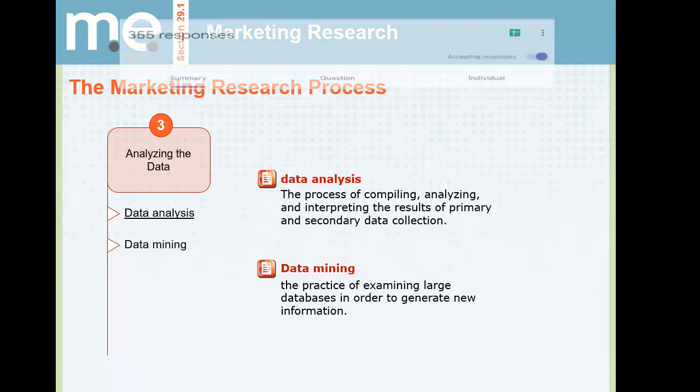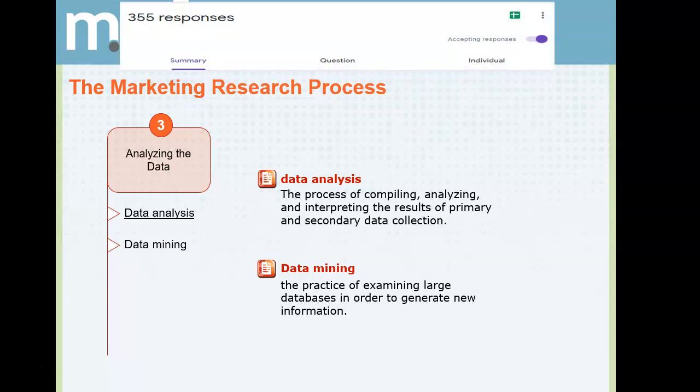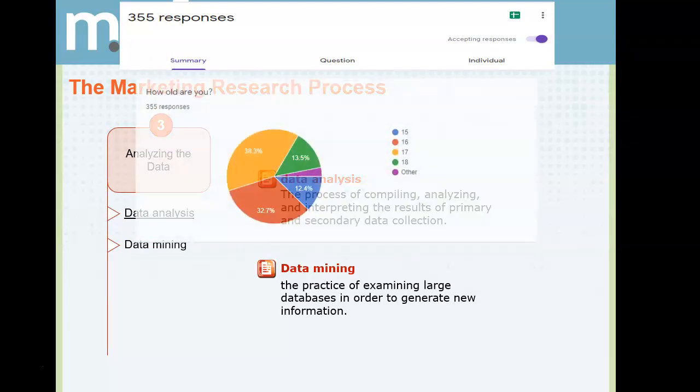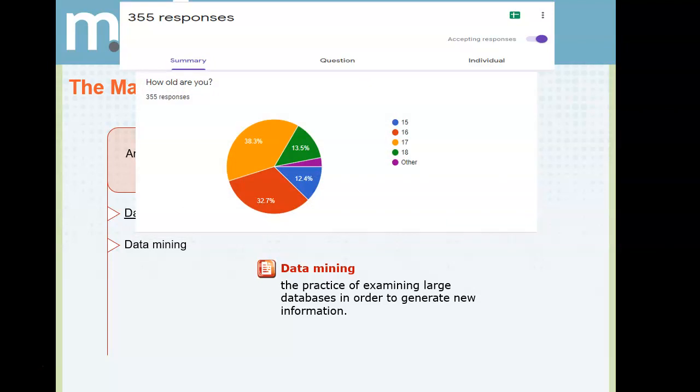So here we go. This is responses from the survey the marketing classes did last year. We had 355 responses, and they went around school and had students fill out an anonymous survey about whether or not they vaped. So there were demographic questions, like how old are you? And obviously the biggest group was 17-year-olds, followed by 16-year-olds, and then the other ages here.